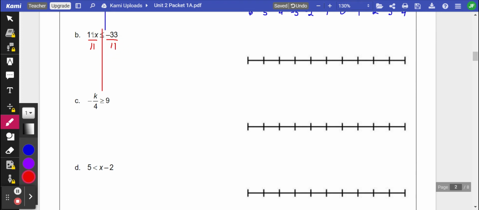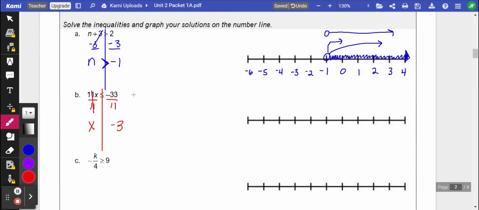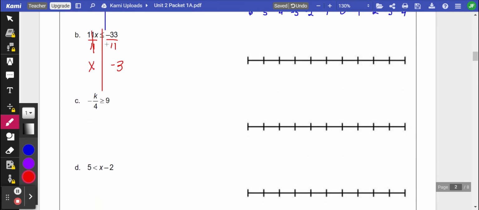Okay, so when I divide by 11 on the left side, the 11's cancel and I have an x. And on the right side, negative 33 divided by 11 is negative 3. Now going back to this, it says if you multiply or divide the variable by a negative, you must flip the sign. So I did divide here, but if I look at what I divided the variable by, it was actually a positive. So if this 11 was negative, that would change the sign, but since it's positive, it does not. We bring it straight down.